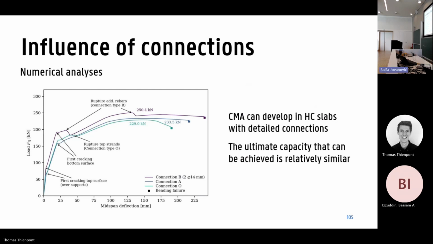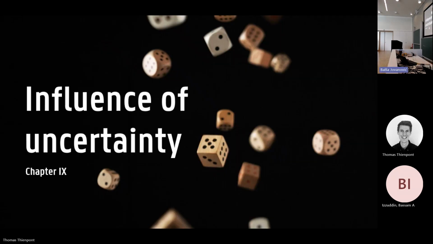Yeah, that's already what's on the slide. And also the ultimate capacity, again, is relatively similar. That brings me to the last chapter, which is influence of uncertainty.